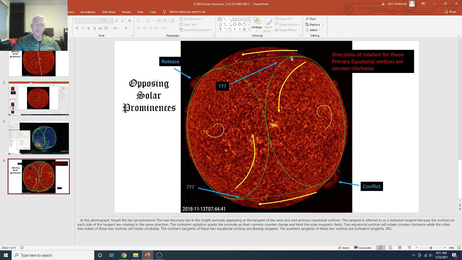Now we see why we have this slight curvature up here at the top and slight curvature at the bottom. Right here, where the tangent of this vortex meets the tangent of the Antarctic vortex of the sun, you have a very large prominence. That prominence is in conflict because this vortex is rotating counterclockwise, and this one is also rotating counterclockwise, and because they're both rotating the same direction, their tangents are turbulent.